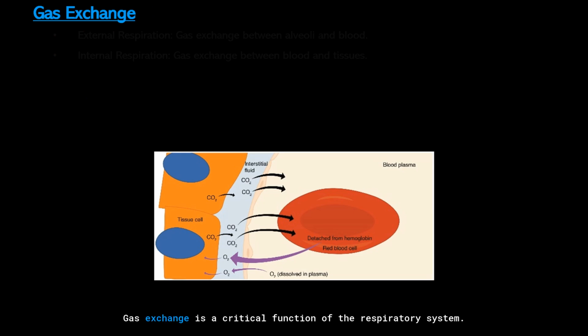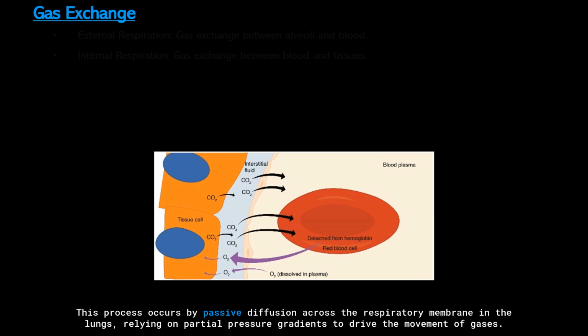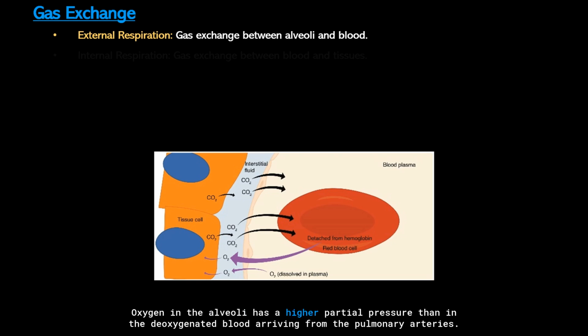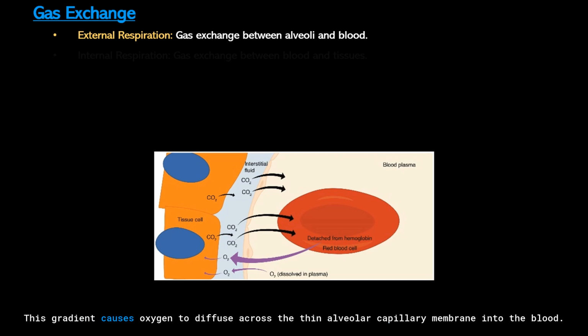Gas exchange is a critical function of the respiratory system. This process occurs by passive diffusion across the respiratory membrane of the lungs, relying on partial pressure gradients to drive the movement of gases. External respiration occurs between the alveoli and the blood in the pulmonary capillaries. Oxygen in the alveoli has a higher partial pressure than in the deoxygenated blood arriving from the pulmonary arteries. This gradient causes oxygen to diffuse across the thin alveolar capillary membrane into the blood.